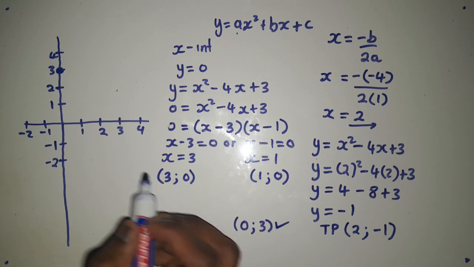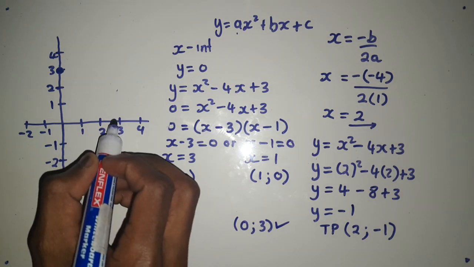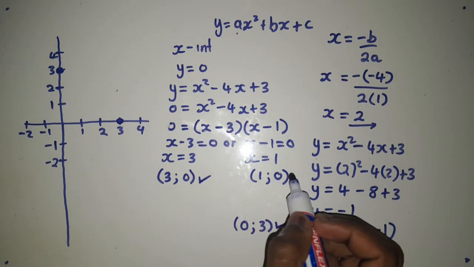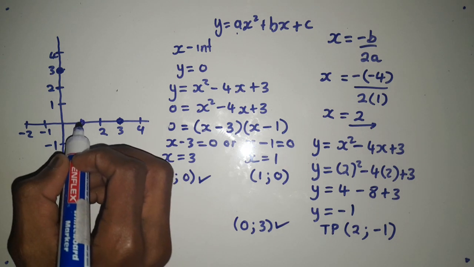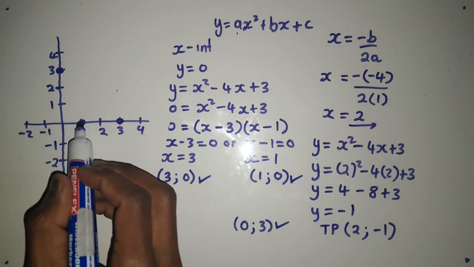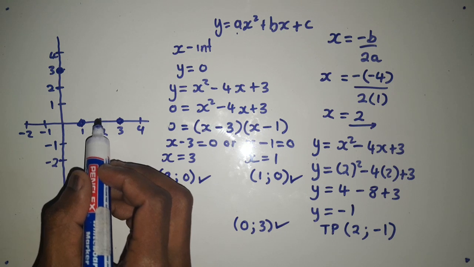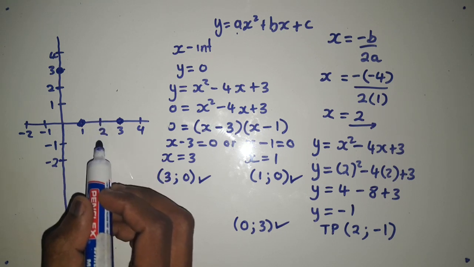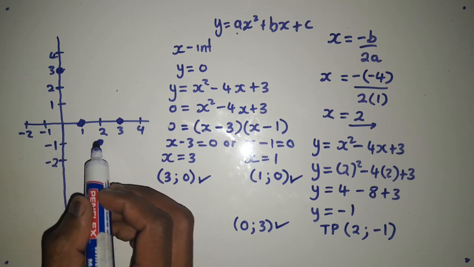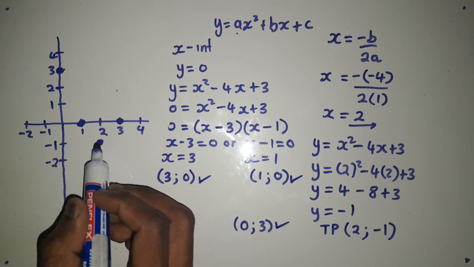We have the x-intercept, the first one, which is 3. We are done. The second one, which is (1, 0), is somewhere here. We are done. Then our turning point is going to be 2. We have 1, 2. Then our y is -1. There's -1.